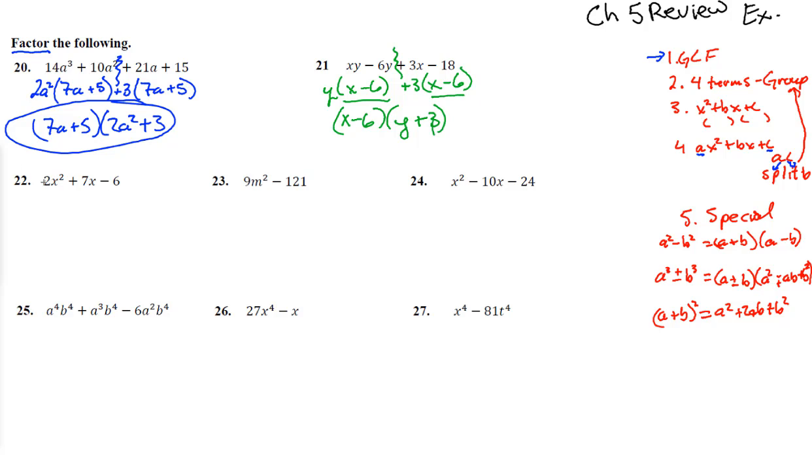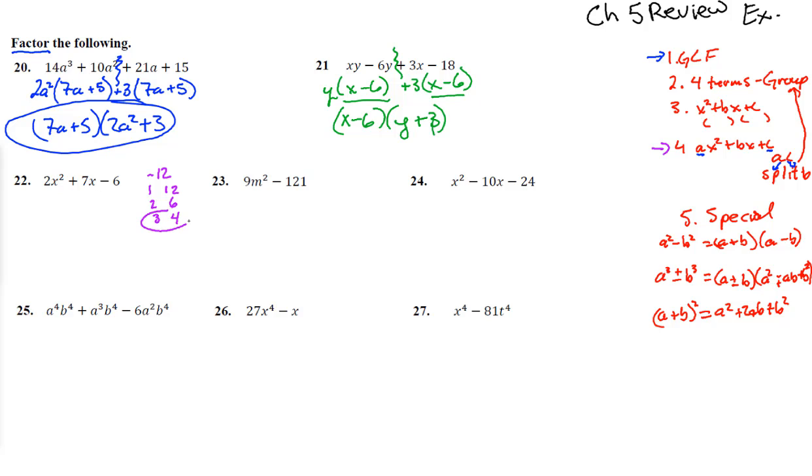All right, number 22. Is there a greatest common factor? 2, 7, and 6? I don't think so. And how many terms? 1, 2, 3 terms. Leading coefficient is a 2, so we're down here in number 4. So we've got to take 2 times a negative 6, which is a negative 12. Now what multiplies up to negative 12? We get a 1 and a 12, a 2 and a 6, or a 3 and a 4. Does anything add up to 7?